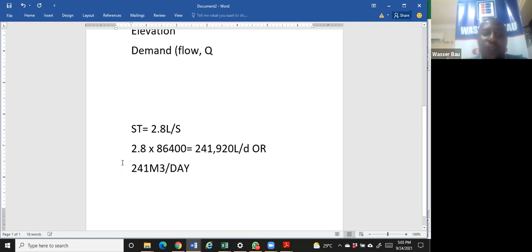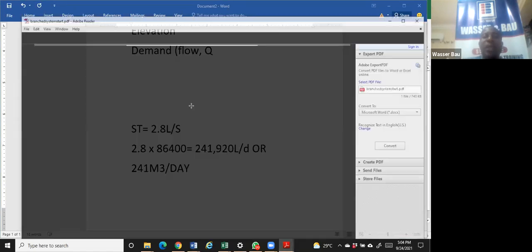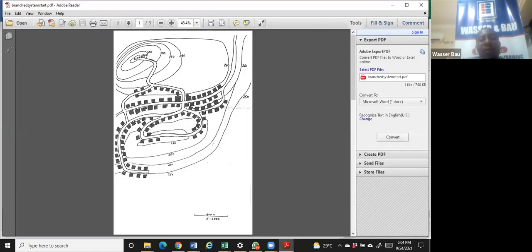So if somebody asks you, what is the water demand of the entire estate, this is how I will do it. And I can also do it by coming here and counting the number of houses, multiplying by the value of one house, and I will get it. The number of houses here is about 100, so if I multiply 100 by it, I also get the same value.